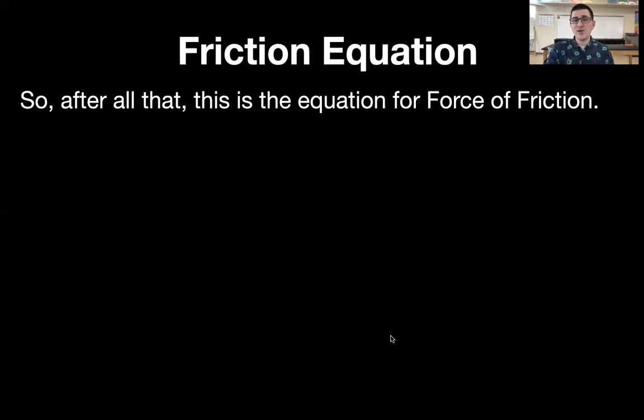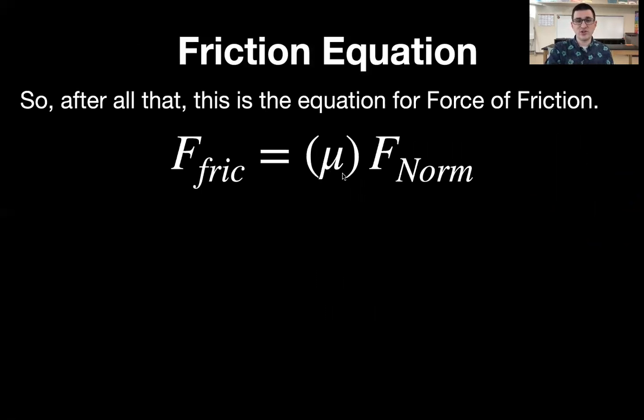So after all that, we got our friction equation, which is force friction equals mu, the coefficient of friction, times the force normal. And here you can see that if I have a higher mu, a higher coefficient of friction, and I multiply by the force normal, that's going to give me a bigger force friction. That's why I call it the force friction multiplier, because I multiply it by the force normal. You multiply force normal by a big number, you get a big force friction. You multiply force normal by a small number, you get a small force friction.